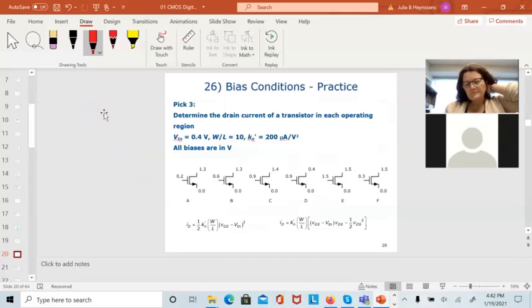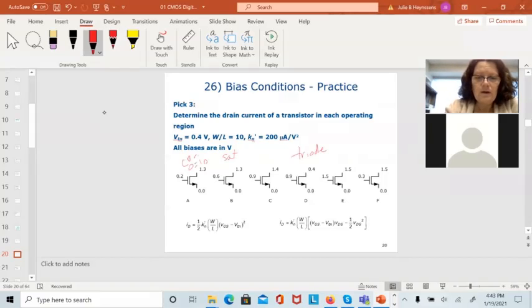Okay. Bias current practice. Again, you have to figure out what region of operation it's in. This one's in cutoff, so the current is 0. We already figured that one out. If we went through, we've already done these calculations. Where were we at? Number 26. B's in saturation, D's in triode. So the current's 0 in this case because it's in cutoff.